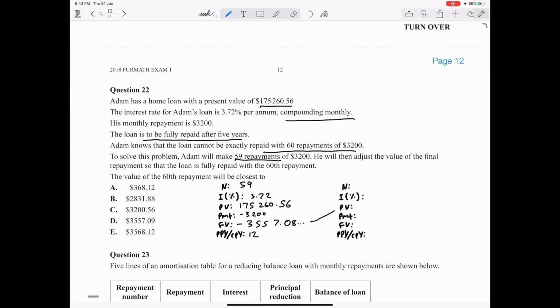So now we need to find the value of the 60th repayment. So you enter your future value as your present value over here as 3557.08, and you enter that as positive because this is the money that Adam has borrowed from the bank. And our interest rate is still 3.72% per annum, compounding monthly. We know that our future value is going to be 0 after the 60th repayment. So we want to know what the last payment will be. The difference between 59 and 60 repayments is 1 repayment. So we want to know what the last repayment is going to be, so the loan is fully repaid. So n is 1, and the future value is 0 because that's when the loan is fully repaid. So we have to determine the payment. Put that on your calculator, and you'll get negative 3,568 and 12 cents. So therefore, E is the correct answer.